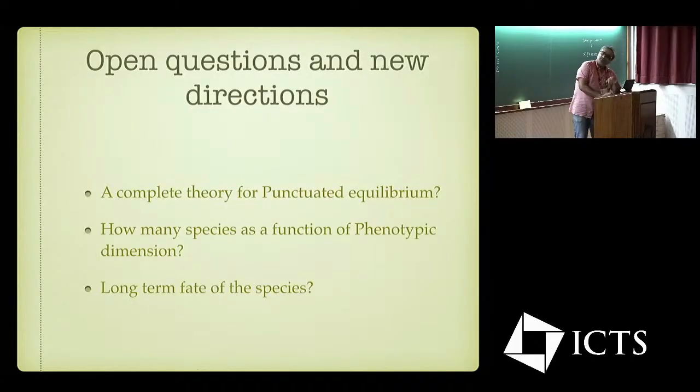Okay, so there are some interesting open questions, like a complete microscopic theory of punctuated equilibrium. One question which I was discussing with Sagar is that, as I increase the dimensions, the number of species increases exponentially. But is there any mathematical structure to how many species I have with respect to the dimension? By dimension, I mean the dimension in the trait space, so to speak. And what's the long-term fate of these species?